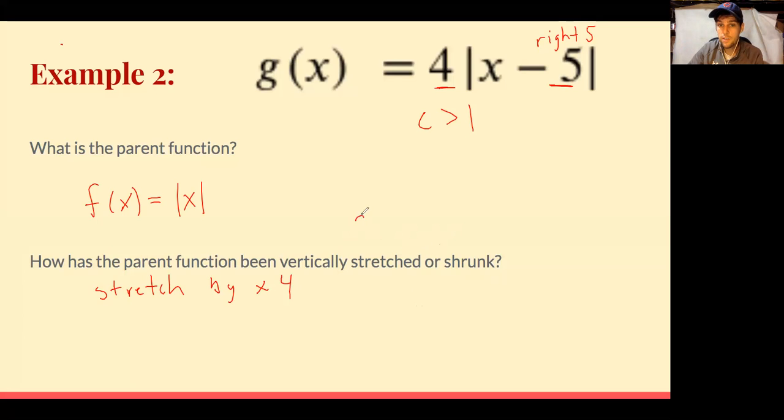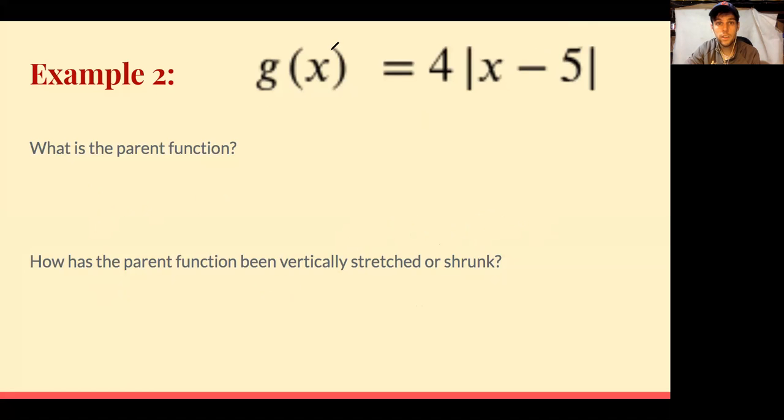I'll go ahead and write g of x in terms of f of x as well. So it's 4 times f of x, but we're also doing that minus 5 on the inside. So it'll be x minus 5 on the inside there. And that's how we would write our function g of x in terms of the parent function for absolute values.